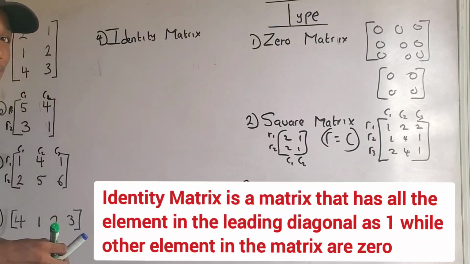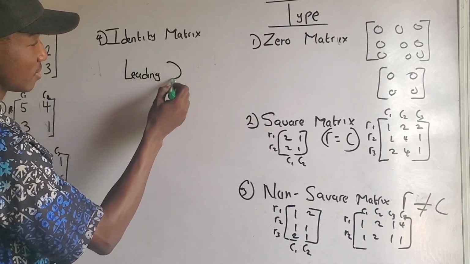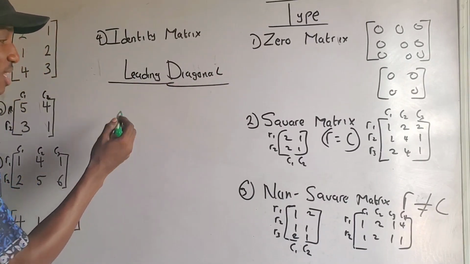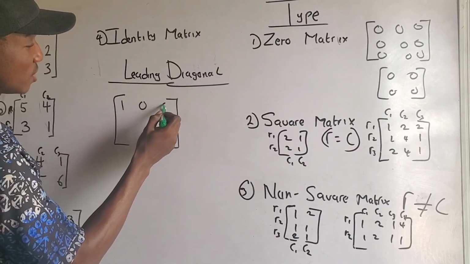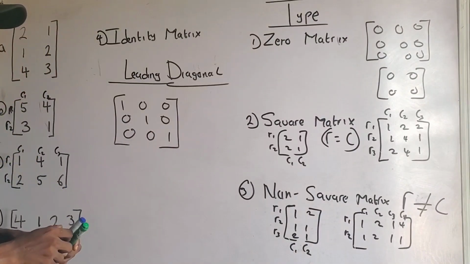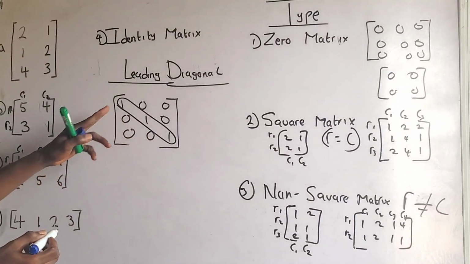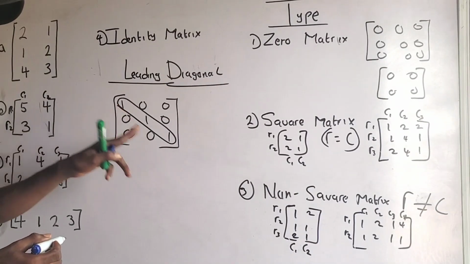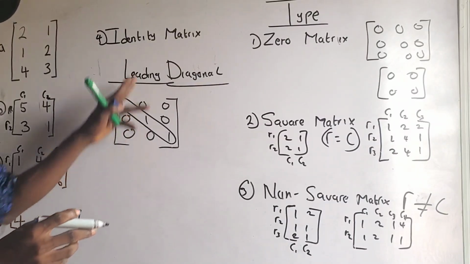If you have a matrix, leading diagonal, I want to explain this concept now. Let's say we have a matrix 1 0 0, 0 1 0, 0 0 1. The leading diagonal of this matrix is this. This is the leading diagonal. Are you getting it? The elements from this top left to the bottom corner are 1, while other elements are 0. That kind of matrix is called an identity matrix.